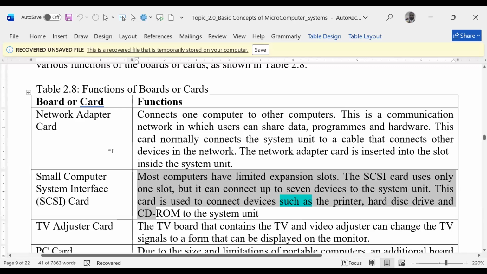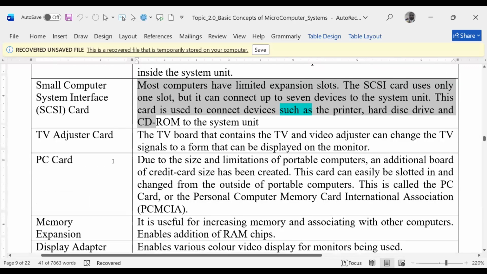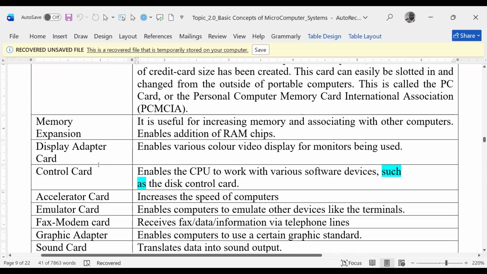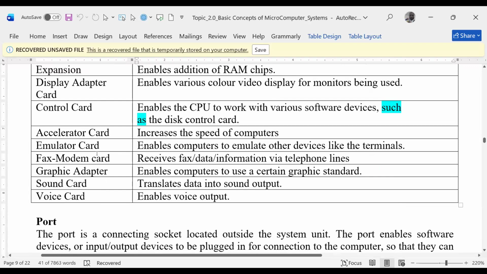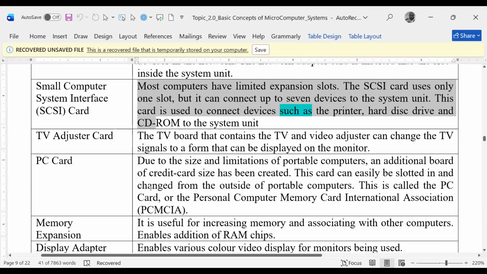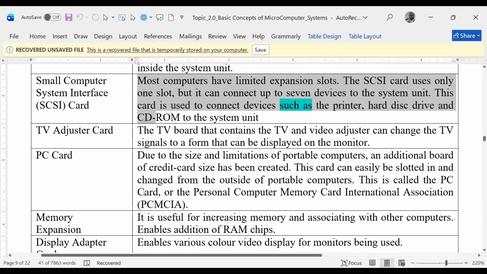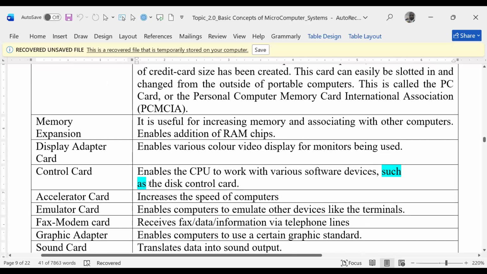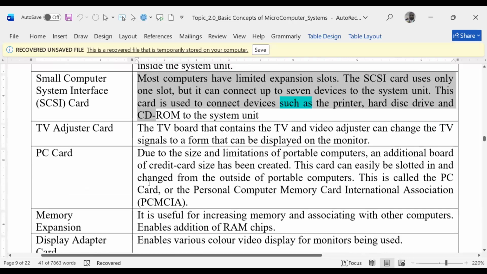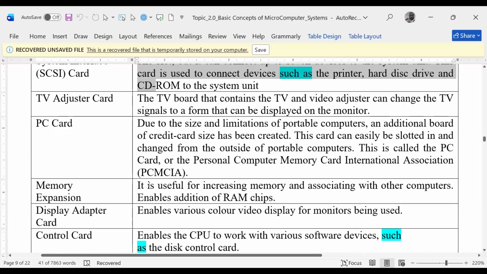There's a TV card that can also be added, PC card, memory card, adapter card, control card, oscillator, emulator, modem, fax, sound, voice. These are different cards, components that can be added to expand your computer system. So if you buy a computer, these settings are not there. You can add them so that you upgrade your computer to meet your needs.